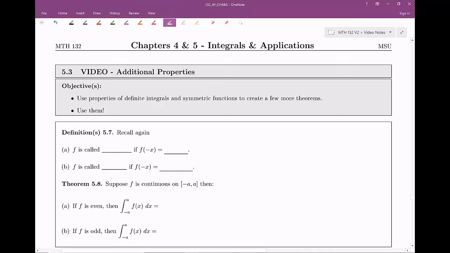This video is talking about some additional properties, in particular for nice symmetric functions. If we have nice symmetric functions, the claim is sometimes we can make these definite integrals go a bit faster. So I'll give you the theorems and then we'll actually use them in a couple examples.